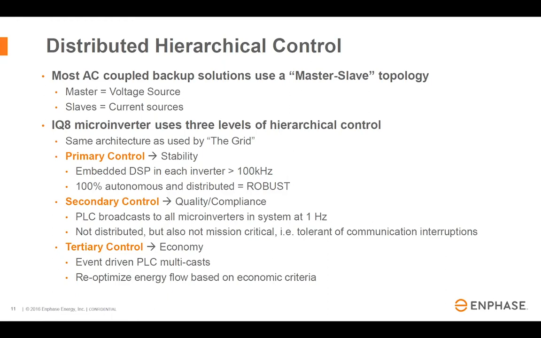So the primary control is embedded in the DSP of every inverter. We run that primary control action very quickly. So this actually probably wouldn't be considered primary control action from the utility sense. This would be what some people have called fast frequency response or initial reserve. But for us, we just call it primary control because it's frequency and voltage based. It's 100% autonomous. And because it's 100% autonomous, it's very robust.